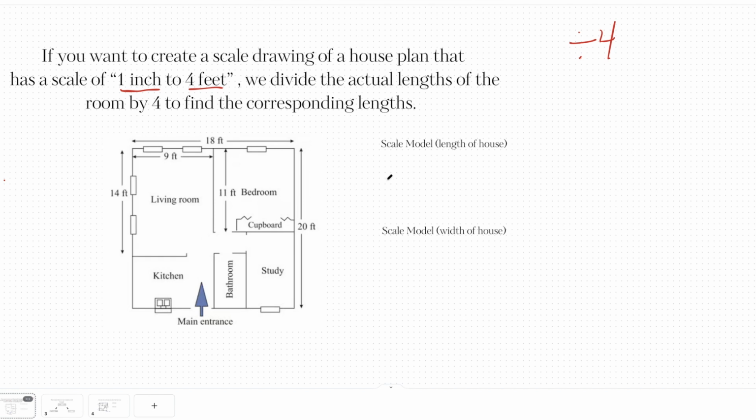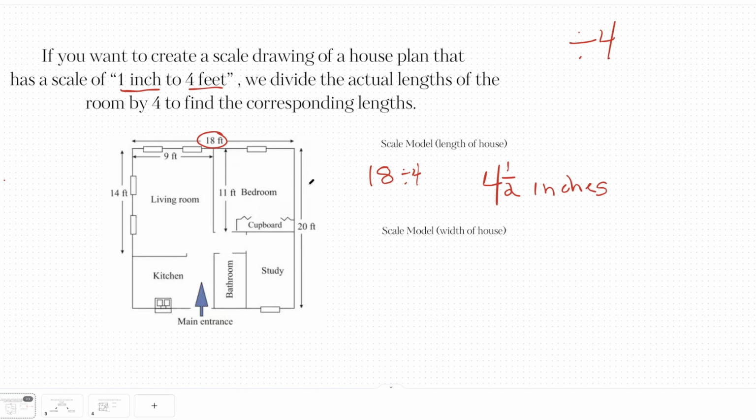So let's come up with the corresponding length of the length of the house. Here we have 18 feet. So if I do 18 divided by 4, well, I know that 4 goes into 18 4 times, with 2 left over, and 2/4 is a half. So that means that this distance right here would be 4.5 inches on our scale drawing.